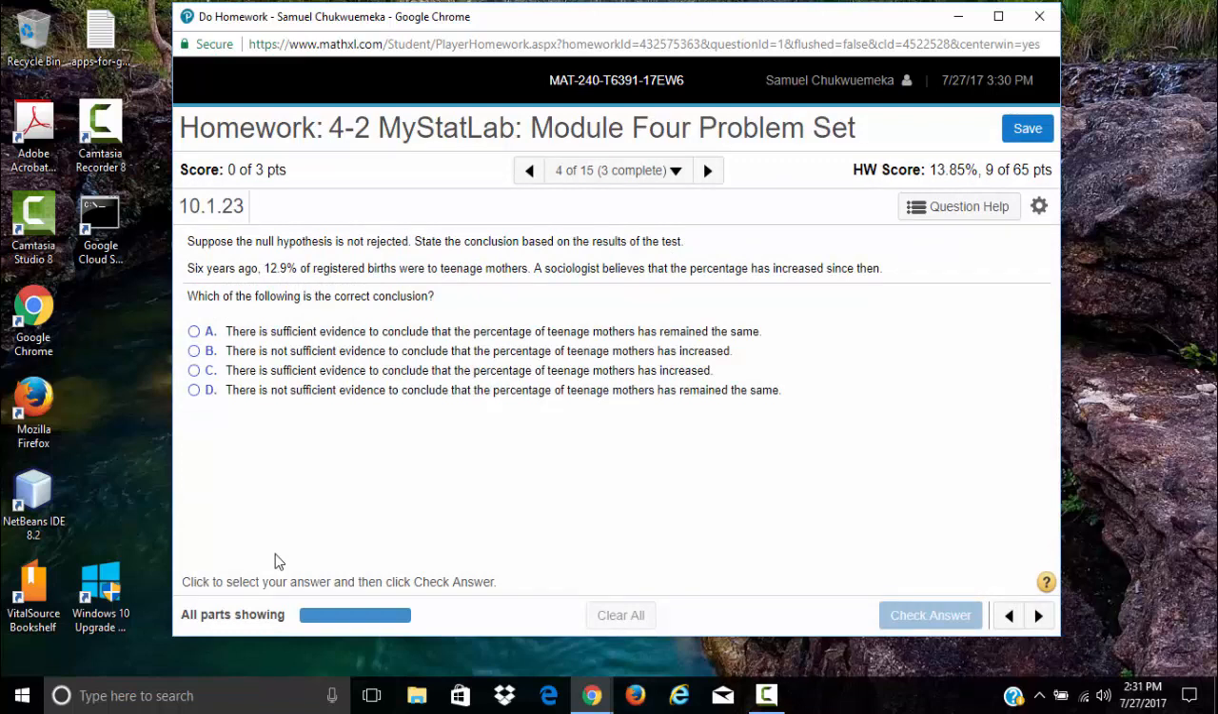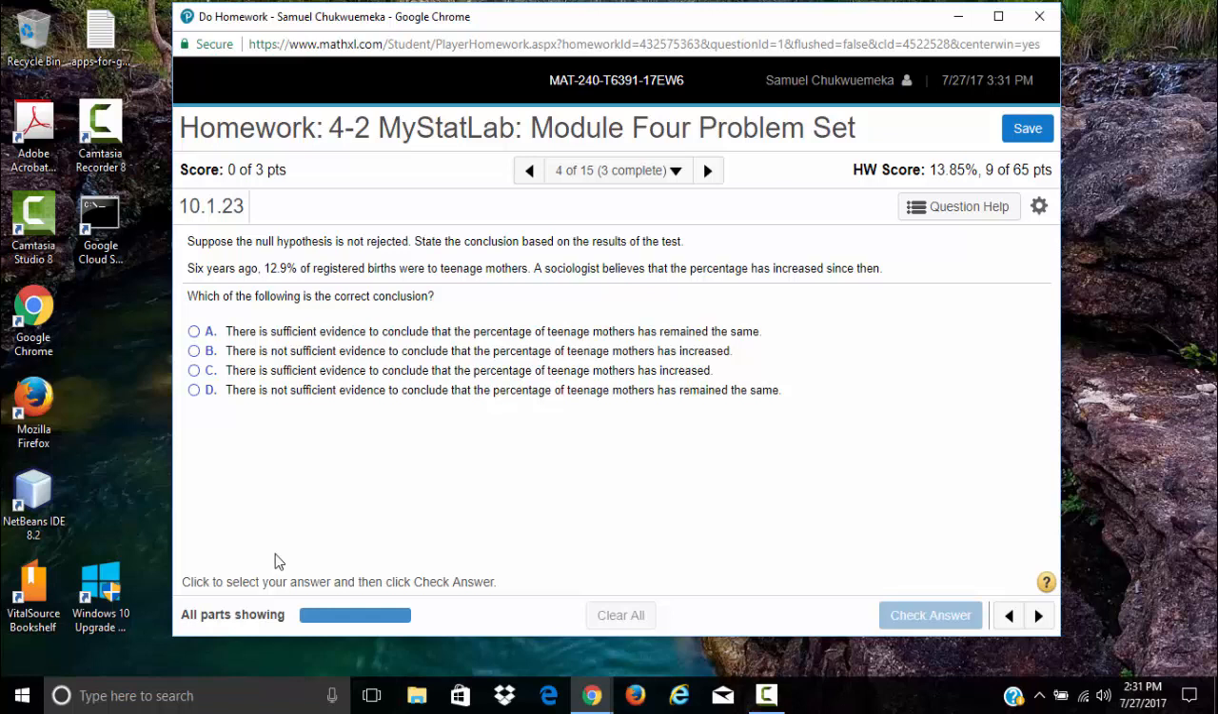Question 4. Suppose the null hypothesis is not rejected. State the conclusion based on the results of the test. The claim: 6 years ago, 12.9% of registered births were to teenage mothers. A sociologist believes that the percentage has increased since then.